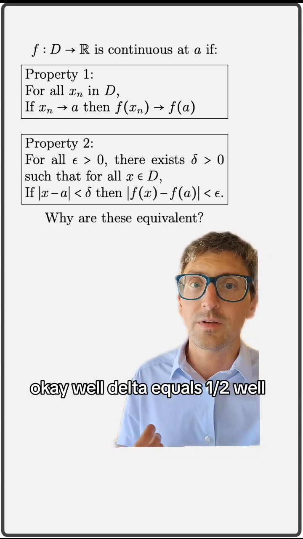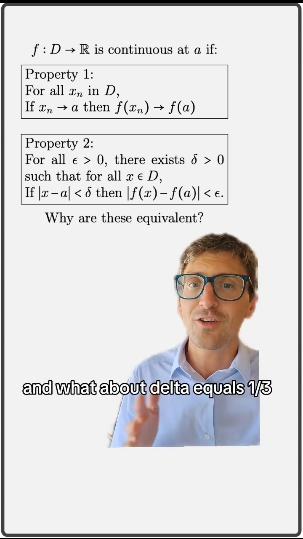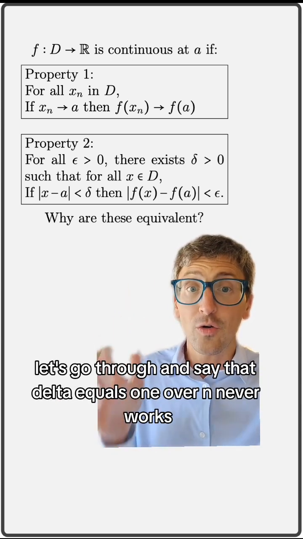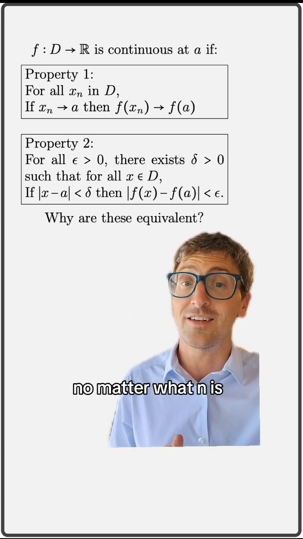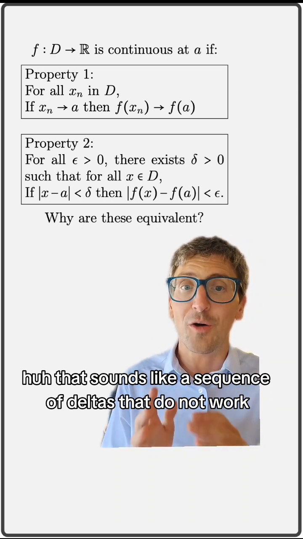Okay, well, delta equals 1/2. Let's say that didn't work either. And what about delta equals 1/3? That doesn't work either. And in fact, let's say that delta equals 1 over n never works, no matter what n is. That sounds like a sequence of deltas that do not work.